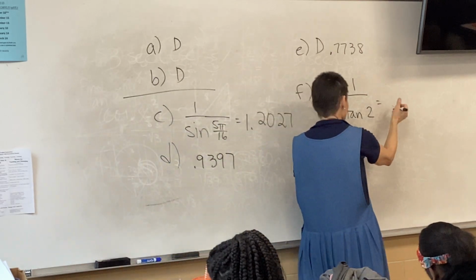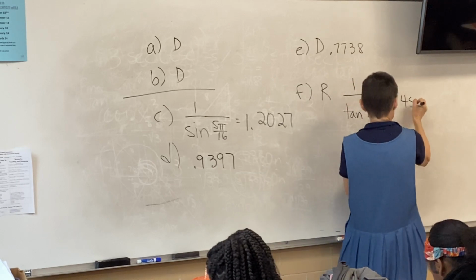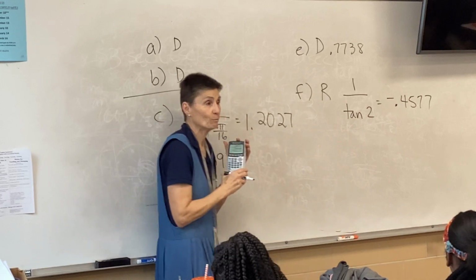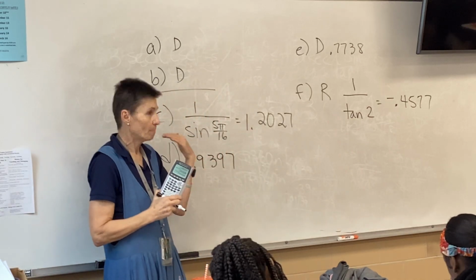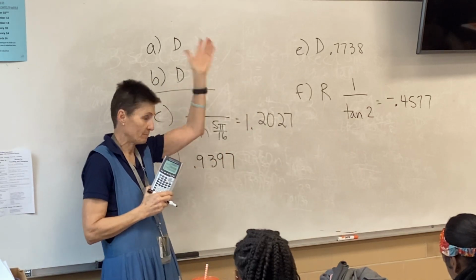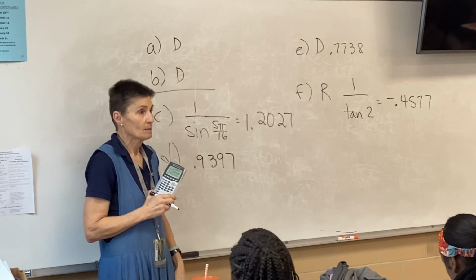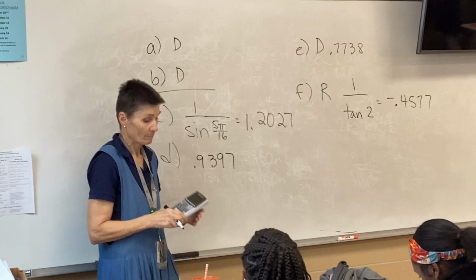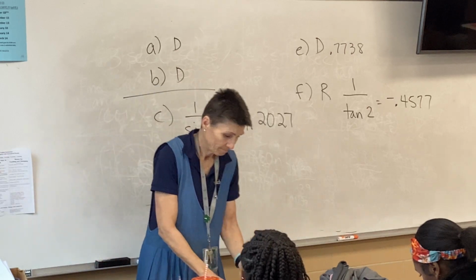That's it. 1 divided by tan 2. Now, did you get a negative number? Yes. Do not be alarmed. Half the trigonometric functions are negative. We just haven't discovered many of them yet, but their negatives are common. So we get negatives all the time. So we're not worried about that at all. 4, 5, 7, 7 seem about right? Okay. Good deal.